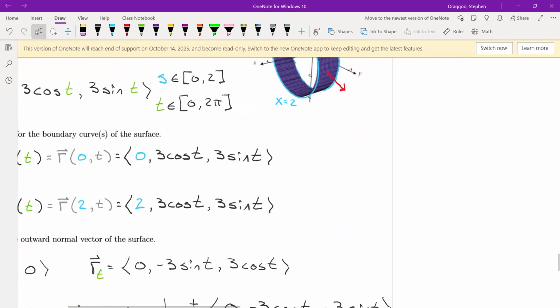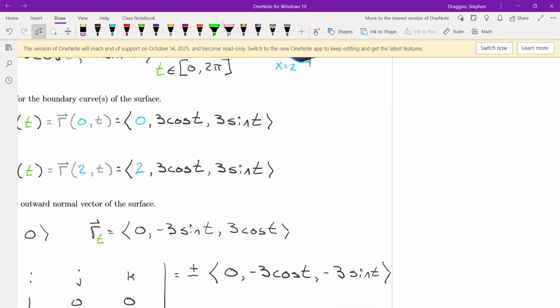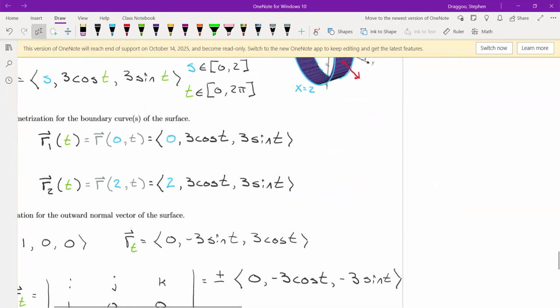And if I go back and check the calculation that we got, while also putting my parameterization on screen in that upper left corner, I get -3 cosine t for y and -3 sine t for z, and my parameterization was 3 cosine t for y, 3 sine t for z. So I'm thinking that that also makes sense as well.